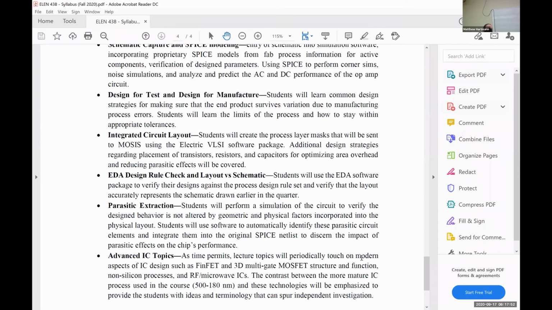All right, so that's the syllabus. So what I want to talk to you guys about today is how we're going to approach this, because there's really two discrete paths.